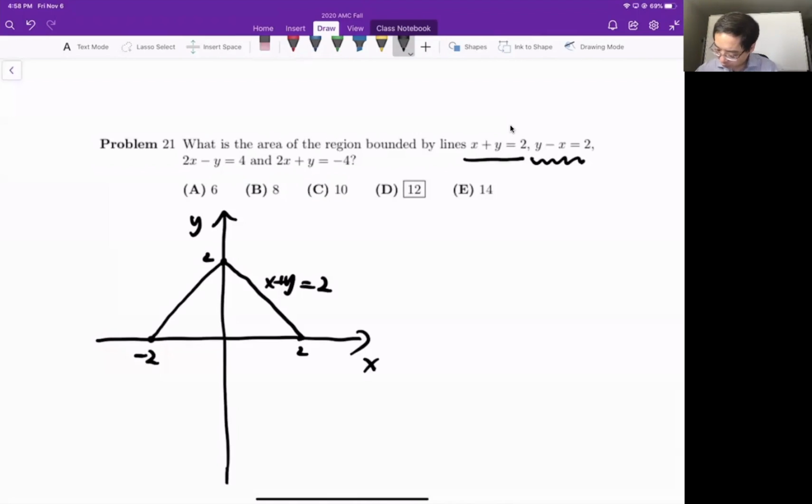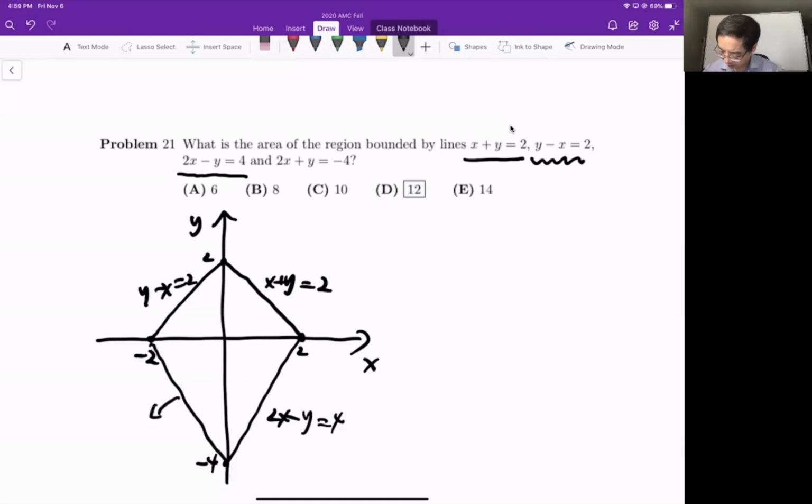And then we draw the line 2x minus y equals 4. The x-intercept is 2. The y-intercept is -4, right? Okay, so this is 2x minus y equals 4. Here's y minus x equals 2. The last one, 2x plus y equals -4. The x-intercept is -2, and the y-intercept again is -4. It's right here. So we just connect these 2 points. So this line is described by 2x plus y equals -4.